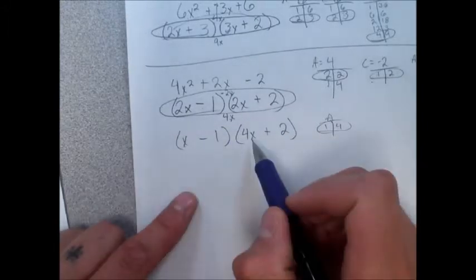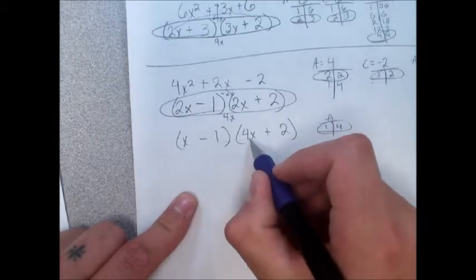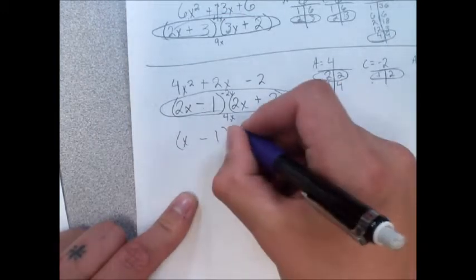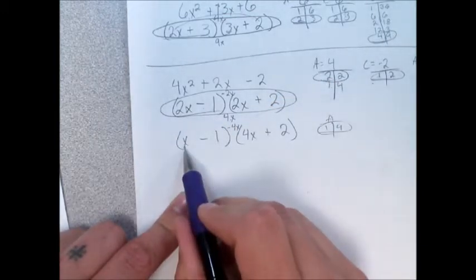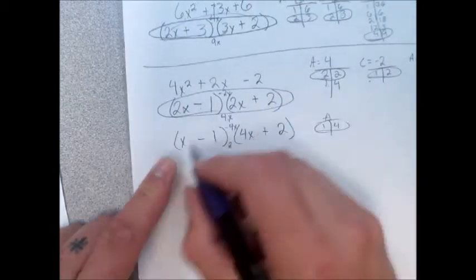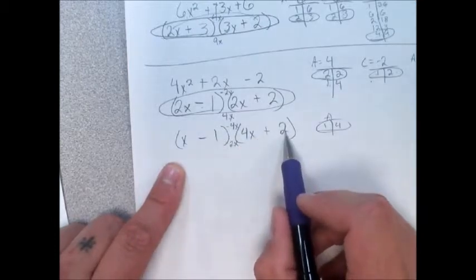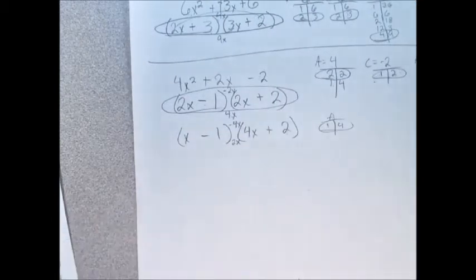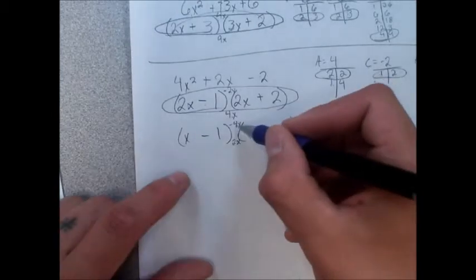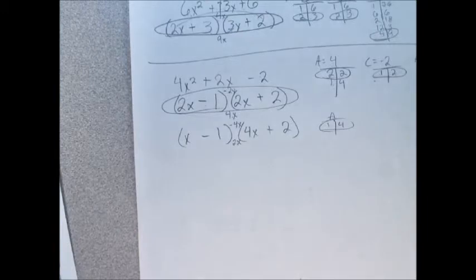So I have x times 4x, which will give me 4x squared. I have 1 times 4x, which will give me a negative 4x. And then I have x times 2, which will give me a 2x. And then I have negative 1 times positive 2, which will give me a negative 2. So my front and back side are good. Let me see if my middle is. I have a negative 4 plus 2, which gives me a negative 2. So I was wrong there.